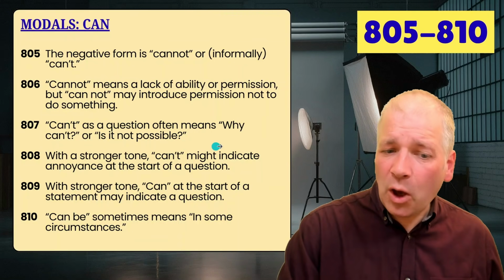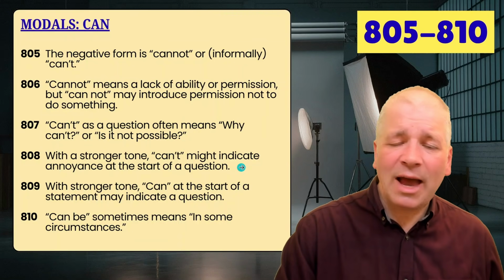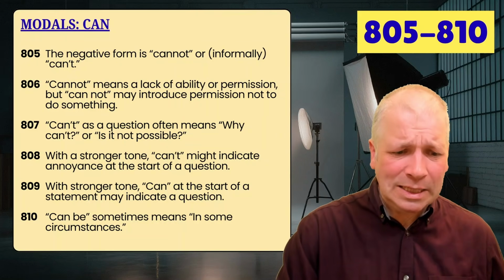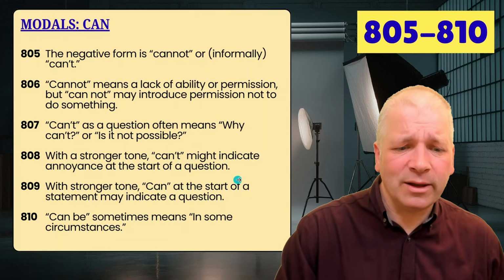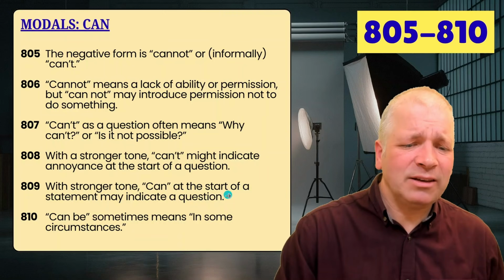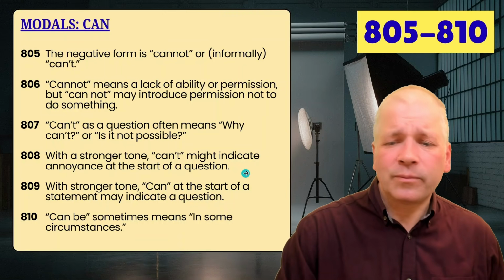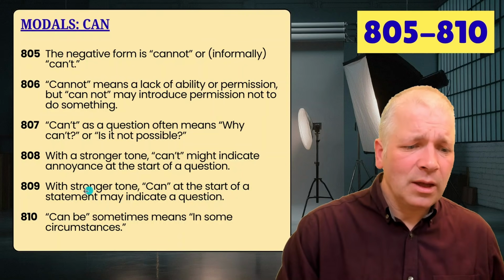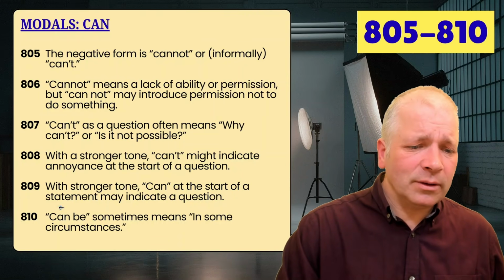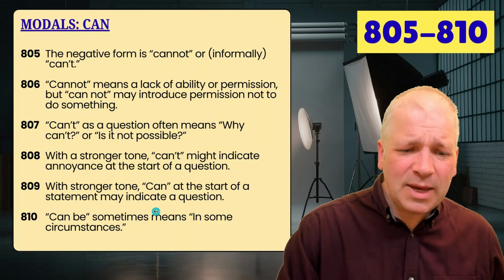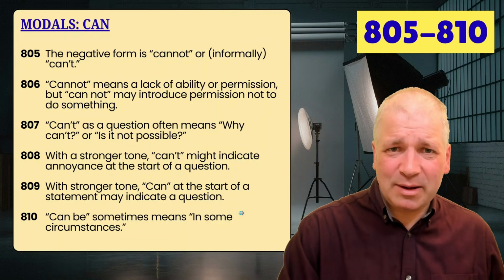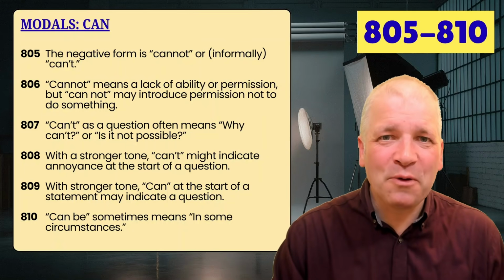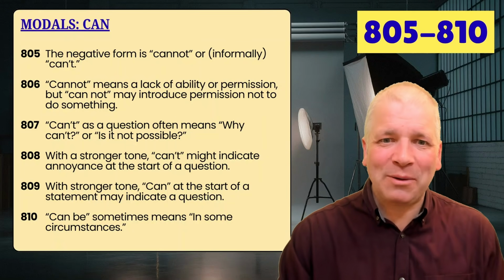With a stronger tone, can't might indicate annoyance at the start of a question. Can't you help me? I'm annoyed. With a stronger tone, can at the start of a statement can indicate a question. Can you help me? And can be sometimes means in some circumstances. This can be a useful video for some students who need to learn about English grammar.